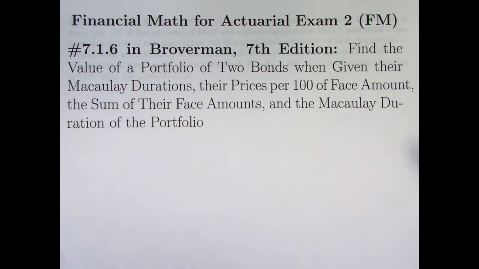So the goal of the problem is to find the value of a portfolio where you've got two bonds and the cash flows are being combined. You're given their Macaulay durations, you're given their prices per 100 of face amount, but not the prices themselves. That's important. You're given the sum of their face amounts, and you're also told the Macaulay duration of the portfolio itself.